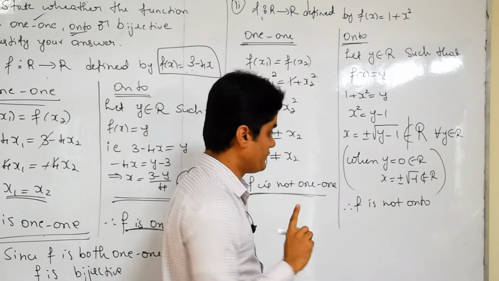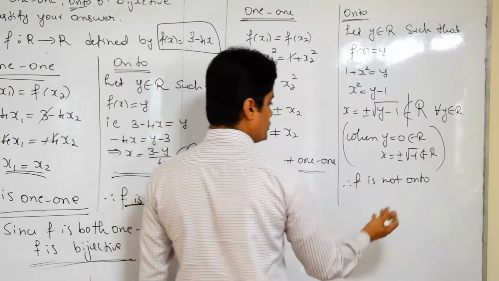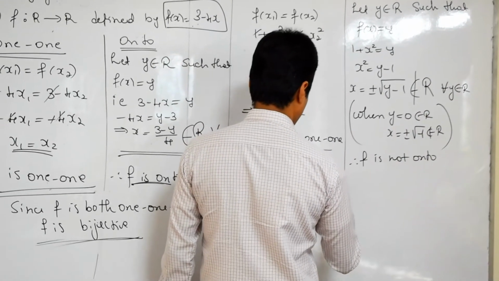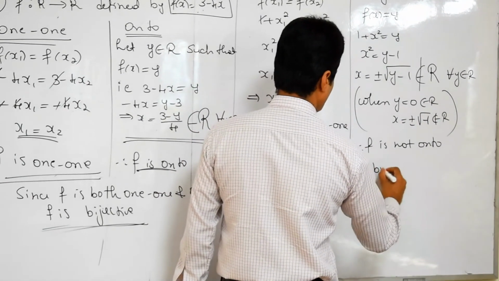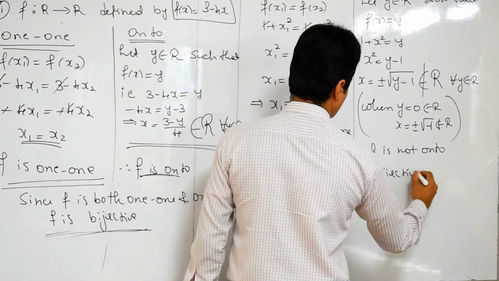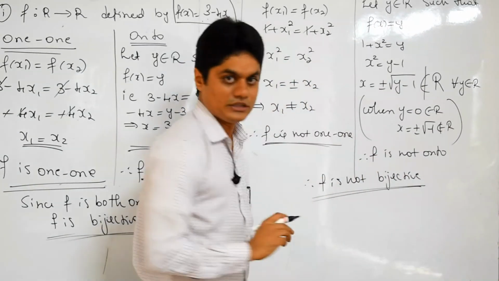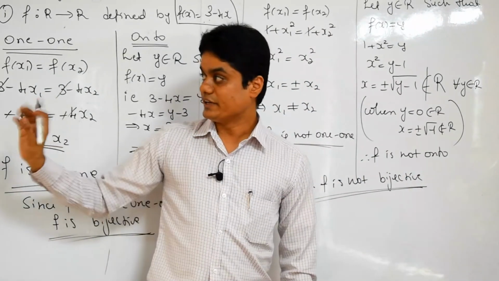One more question you have to answer, whether it is bijective or not. Since it is not both 1-1 and onto, therefore the conclusion is f is not bijective. f is not a bijective function. So I hope you understood these 3 problems. Very important, 4 problems.